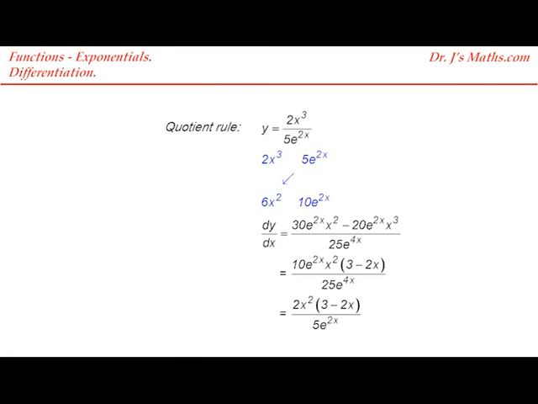Common factors of 10, e to the 2x and x squared outside of 3 minus 2x over 25e to the 4x. We have a cancelling between the 10 and the 25 to give us 2/5, and we have a cancelling from the e to the 2x and e to the 4x, leaving us with an e to the 2x in the denominator.